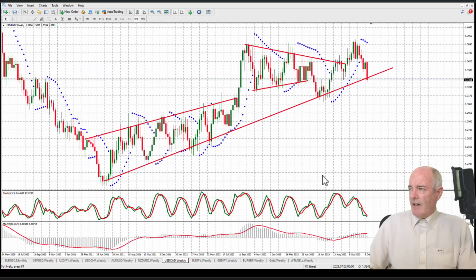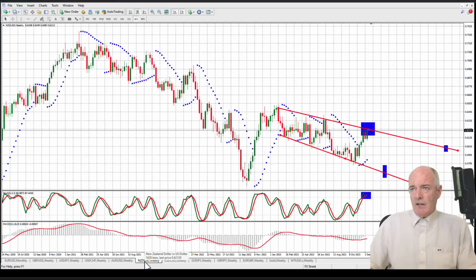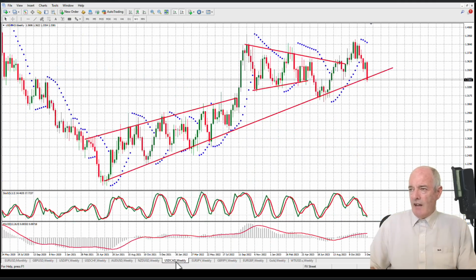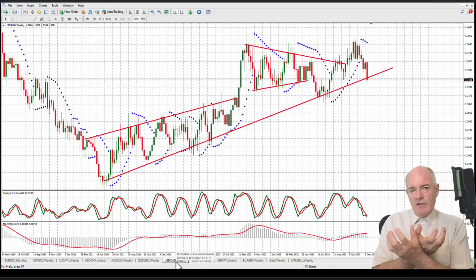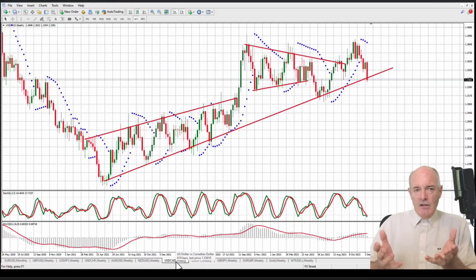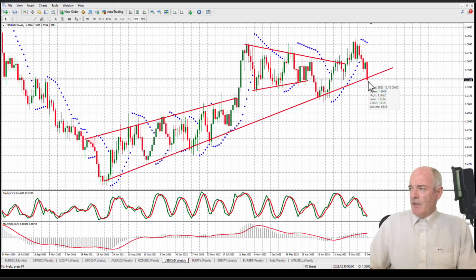Quickly on dollar CAD. Here we have the exact opposite situation, and there's a reason for this. If I look at New Zealand dollar, American dollar, the New Zealand dollar is the base currency and the American dollar is the quote currency. If I go to dollar CAD, it's the other way around. The American dollar is the base currency and the Canadian dollar is the quote currency. So these numbers down the side are actually Canadian dollars, not American dollars. Again, we have a similar situation. You can see price fell dramatically. This big old red candle this week, and again, Jerome Powell did it for us.